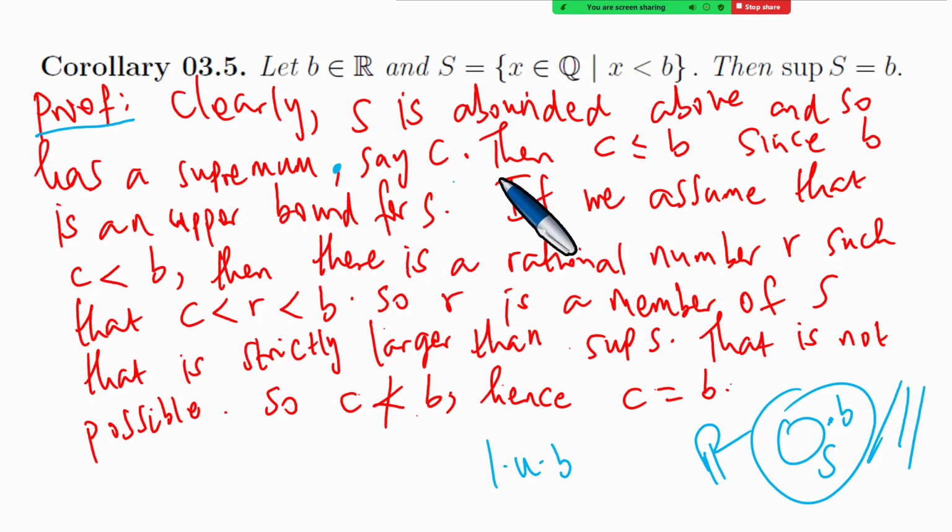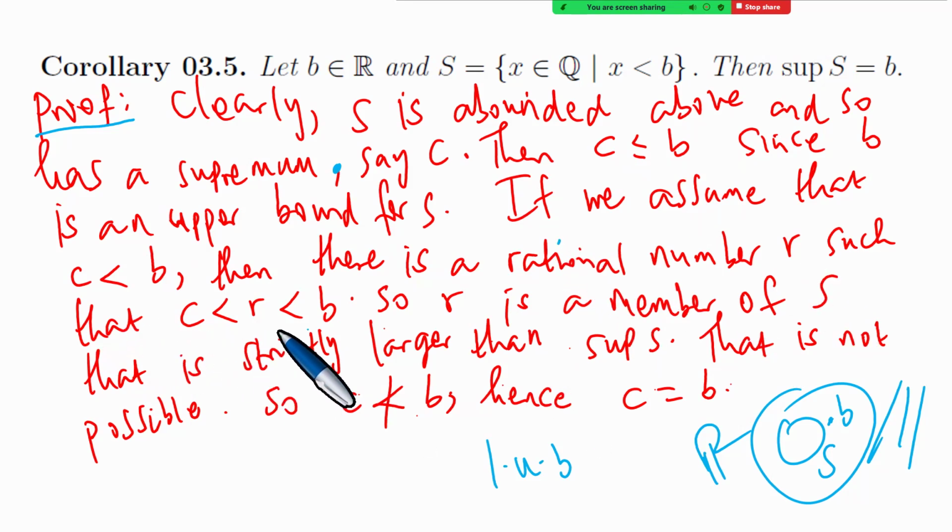So if we agree that this supremum is the least upper bound, then C is such that it is less or equal to B, since B is an upper bound for S. Because since B is an upper bound for S, you can get something smaller than B.